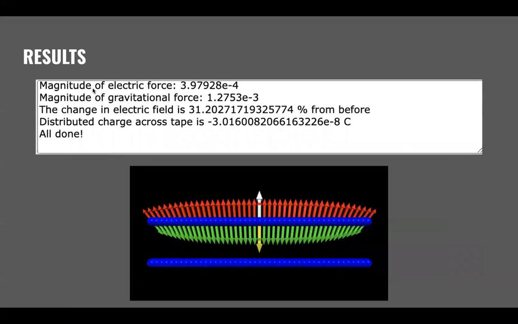So the results show that the magnitude of the electric force is approximately 3.97 times 10 to the negative 4. And the magnitude of the gravitational force is 1.27 times 10 to the negative 3. The change in the electric field is 31.2%. And the distributed charge across the tape is negative 3.02 times 10 to the negative 8 coulombs. And this was a diagram I obtained.